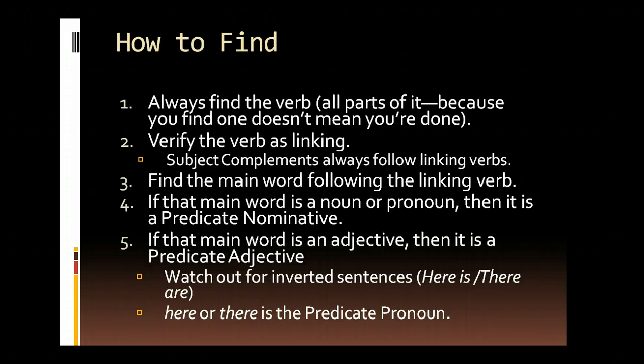Do watch out for inverted sentences. That's the here is and there are sentences, because here and there are the predicate pronoun, the predicate nominative in those sentences. So if the book is here, here is going to be the predicate pronoun, or predicate nominative. The book is the simple subject, the linking verb is is. If you write the sentence, here is the book, the simple subject is still book, the verb is still is, and here would be the predicate pronoun or predicate nominative.